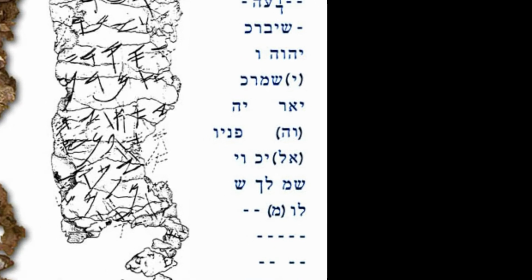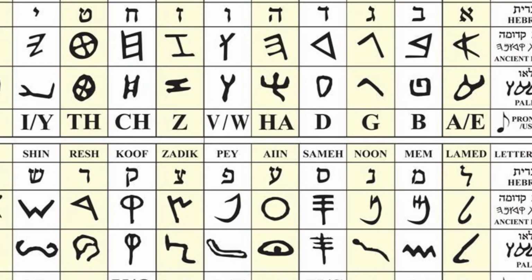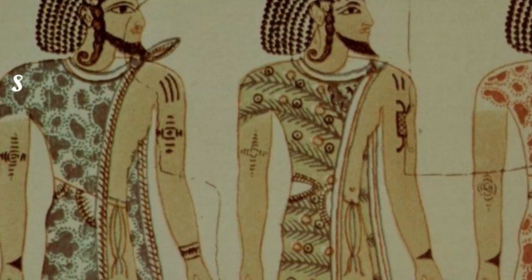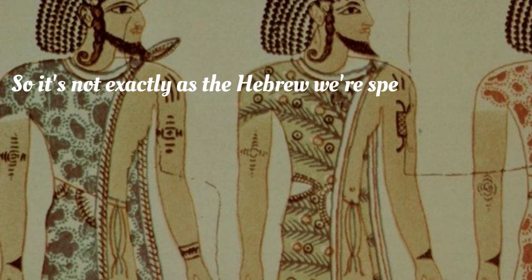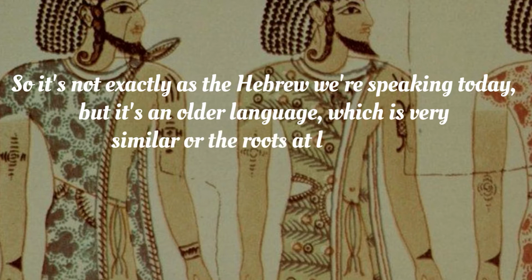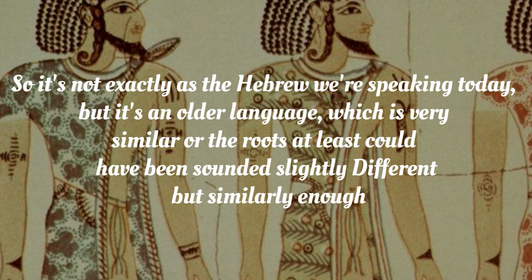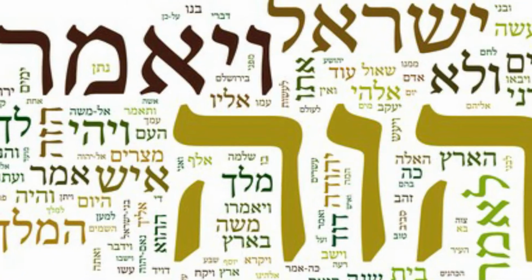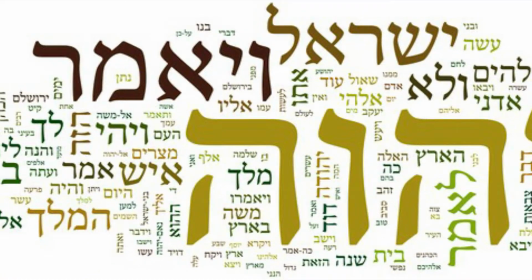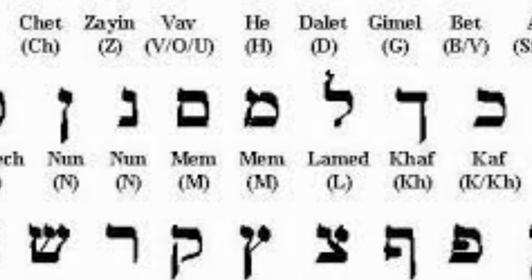It turns out that many languages in the world, perhaps most, derive directly from ancient Hebrew roots and its letters as building blocks. So it's not exactly the Hebrew we're speaking today, but it's an older language which is very similar, or the roots at least. It could have sounded slightly different, but similar enough. The book provides a background overview of the development of language science, its Hebrew roots, and other European languages.